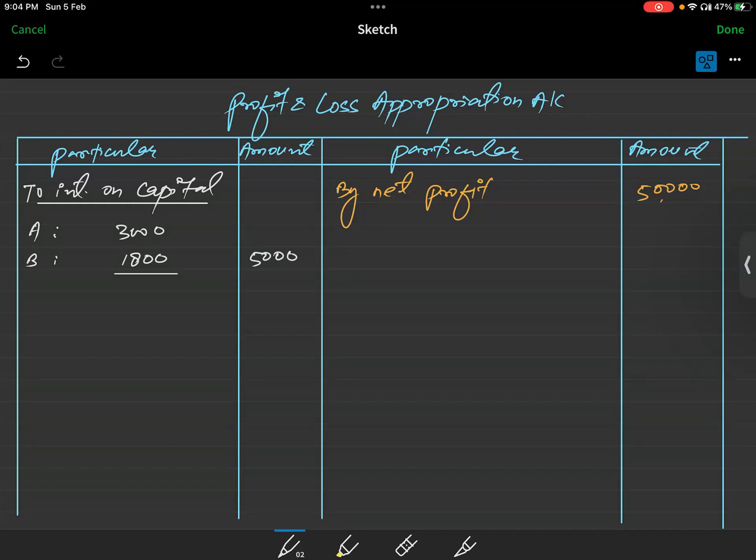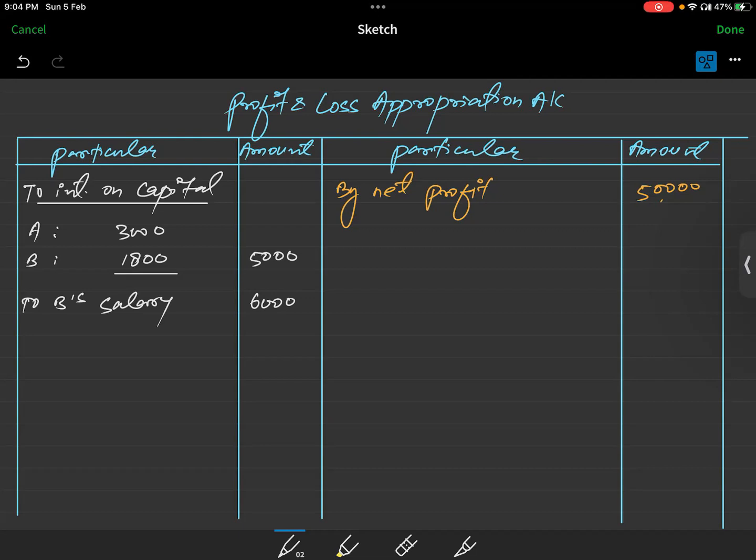Apart from this interest on capital, B will also be getting salary. So B's salary, right? And this will be 6,000. Why? Because the question says that B will be getting salary at the rate of 500 per month. So 6,000 for the entire year.